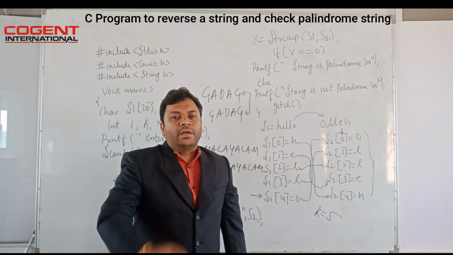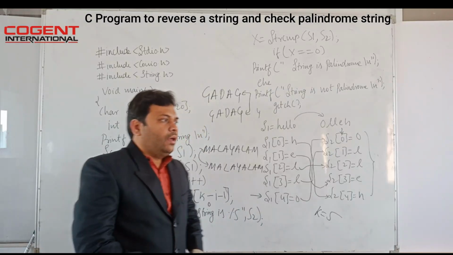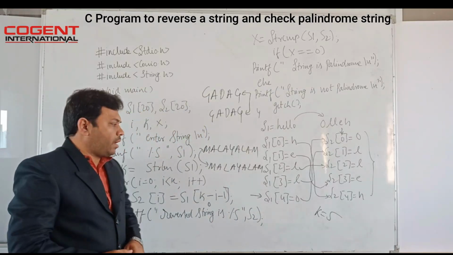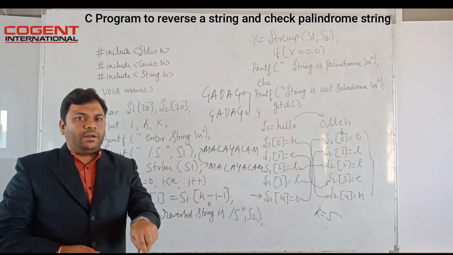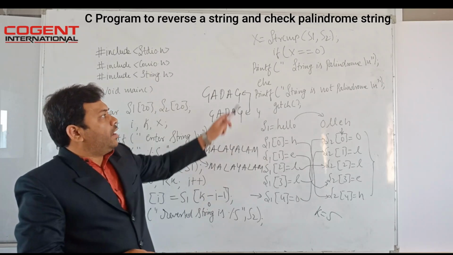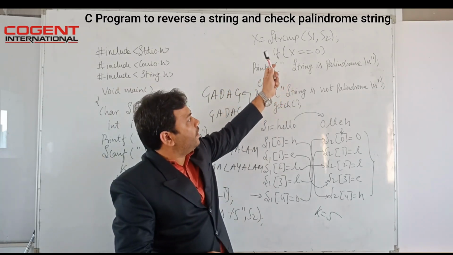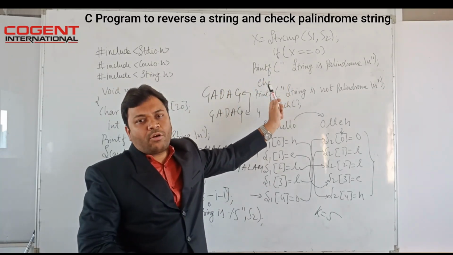The palindrome strings here. So this is what we have understood: the C program to convert the string into the reverse order, as well as we are checking whether that string is a palindrome or not.